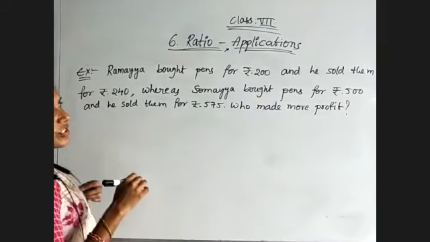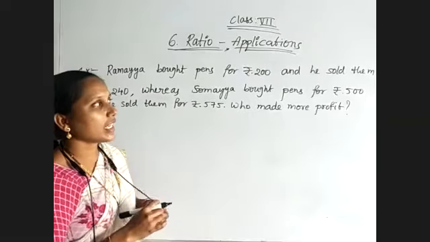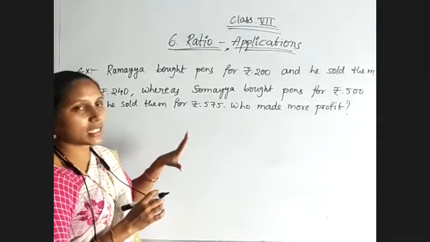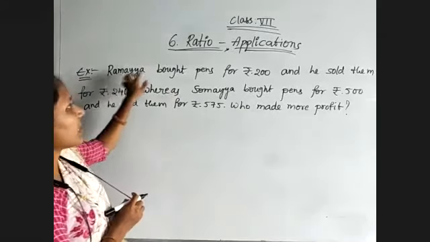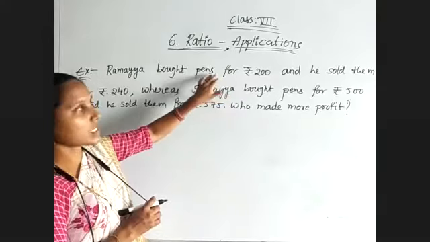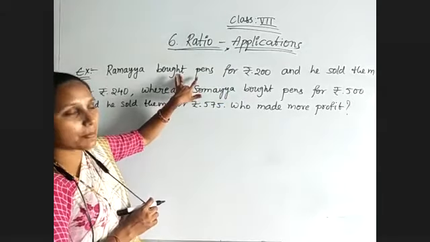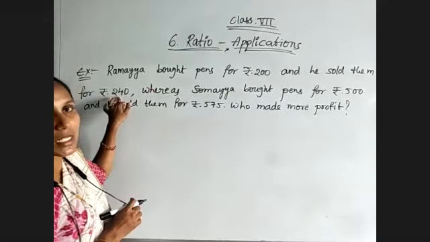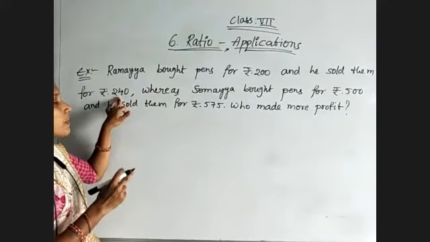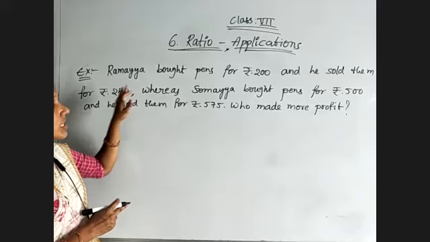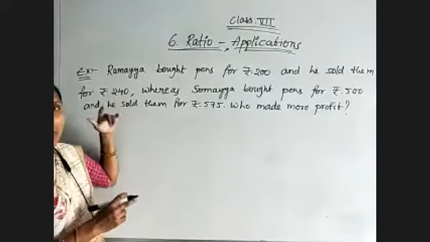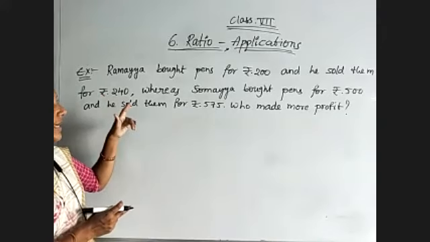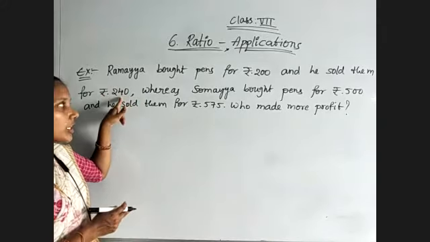Okay, observe the question. If you take directly how much profit they gain in the two conditions, we observe that Ramaya bought pens for 200 rupees. Bought means buying amount, that is CP equal to 200. Sold them for 240 rupees, sold is nothing but selling amount, that is SP equal to 240 rupees. CP 200, SP 240 means he is getting gain only. SP is more than CP. How much gain did he get? 240 minus 200, that is 40 rupees.